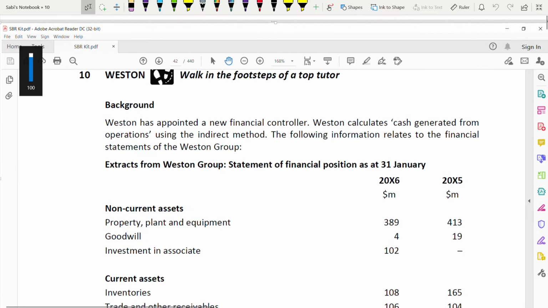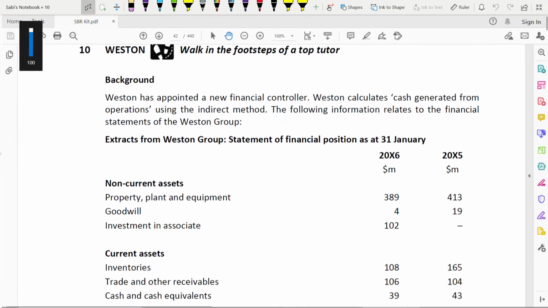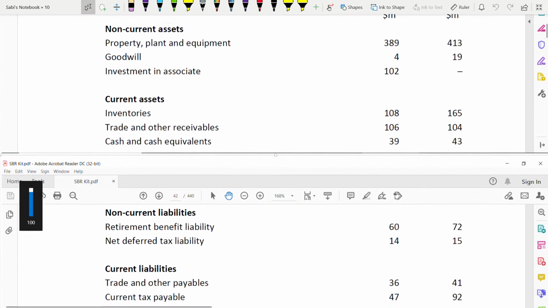As you can see in the background, Weston has appointed a new financial controller. Weston calculates cash generated from operations using the indirect method. The following information relates to the financial statements of this one. So you have been given the financial statements, as you can see, right?